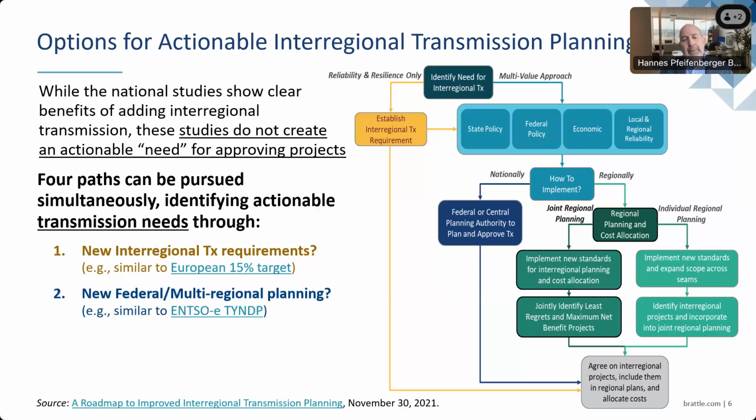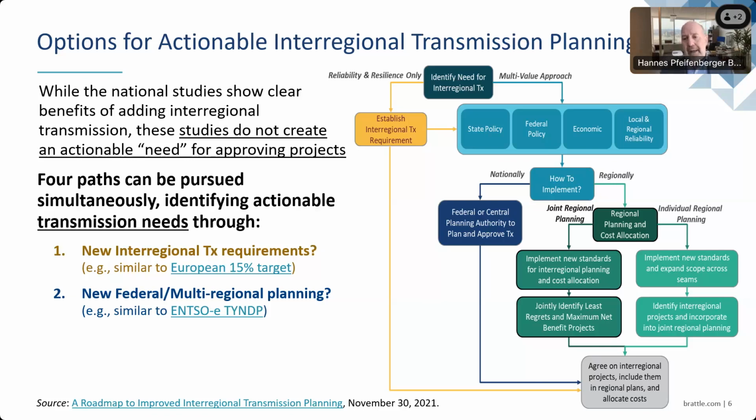If we don't have a minimum requirement, we could do multi-regional planning, either through a federal planning authority or a new multi-regional authority, as if the EIPC effort that we initiated a decade ago could actually approve transmission projects. That is being done in Europe as well, where ENTSO-E, the European Organization of Transmission System Operators, actually has a planning process that can approve projects for moving forward under their 10-year network development plan. We don't have this in the US.